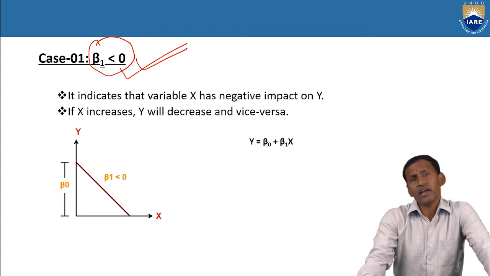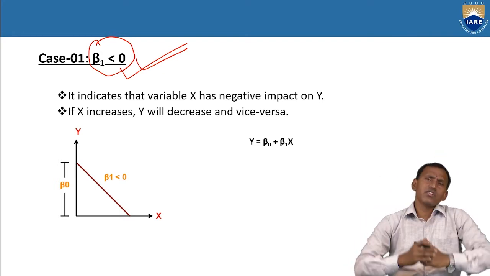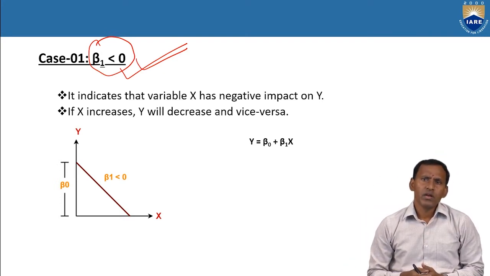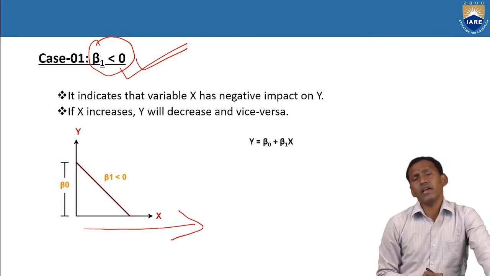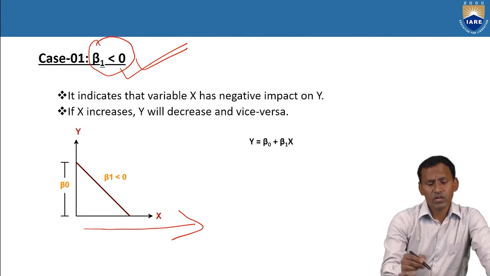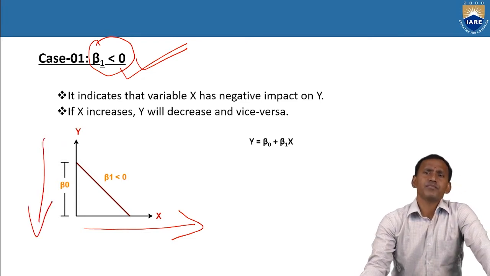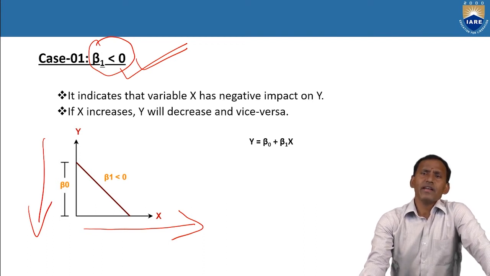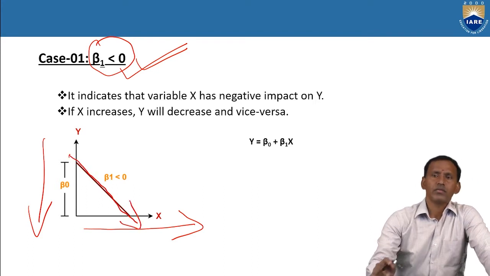So this is case 1. There are 3 cases in simple linear regression. Here, once x increases, what about y? Y will decrease. So that is case 1. Now what does the line indicate? The best fit line will come down.